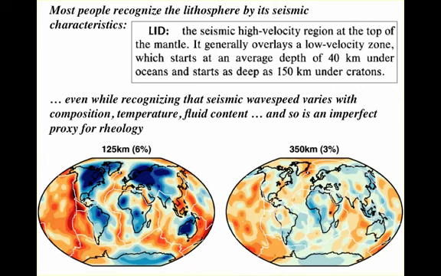Most geoscientists recognize the lithosphere by its seismic characteristics. So it's the high velocity region at the top of the mantle. It generally overlays a low velocity zone, and it starts at an average depth of 40 kilometers under the oceans and as deep as 150 kilometers under the cratons.